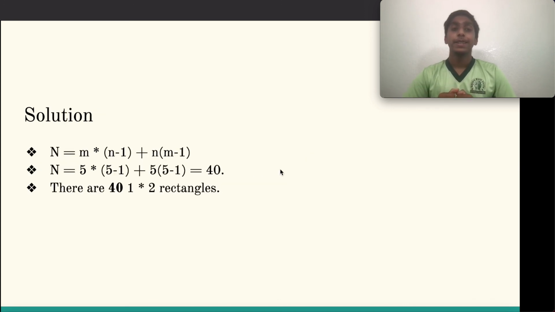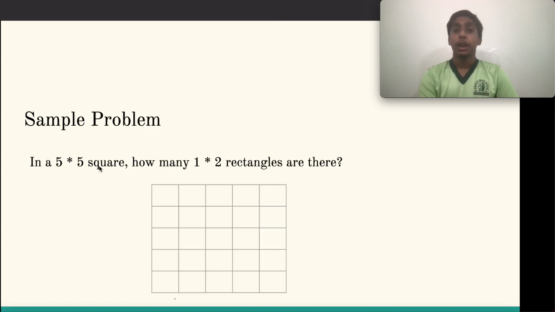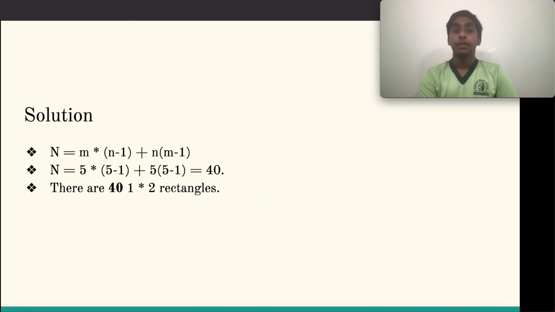So our solution is going to be: capital N is equal to m times n minus 1 plus n times m minus 1. This is the formula we're going to be using in this case. When we plug in our values here, we're going to have 5 times 5 minus 1 plus 5 times 5 minus 1, and that's going to be equal to 40 in the end. That means there's 40 1 times 2 rectangles in our solid. So again, we simply found our m and n values because we already know that they're both 5, and then when we do the subtraction here, we got 40. There's 40 1 times 2 rectangles.